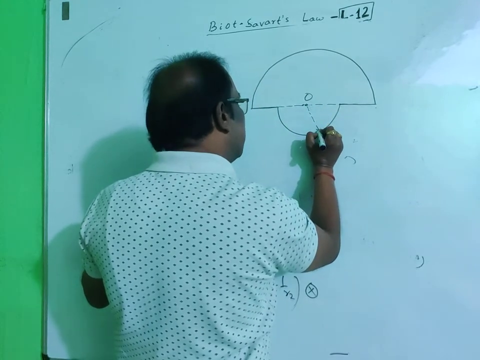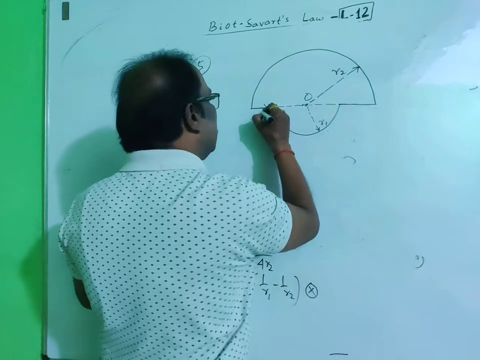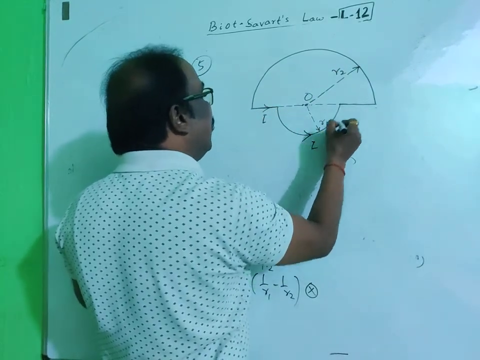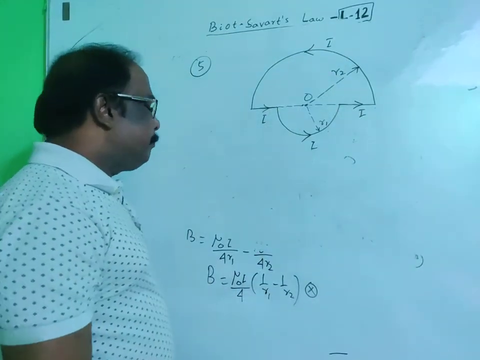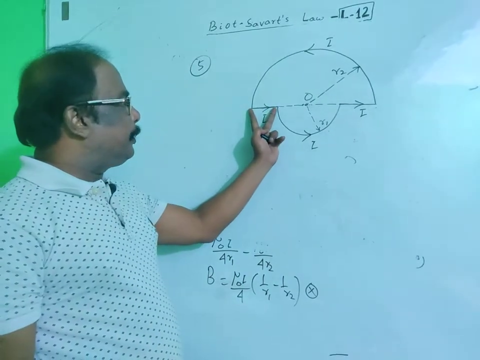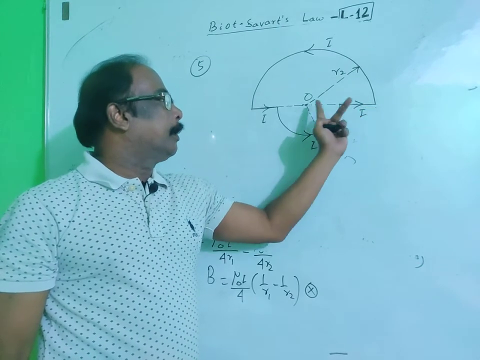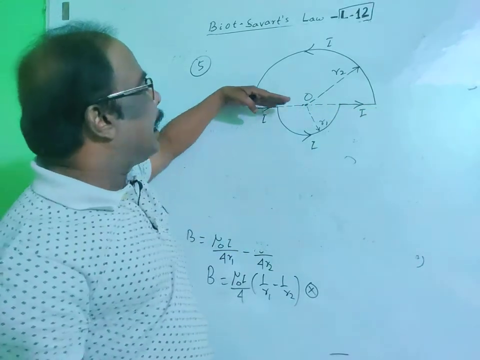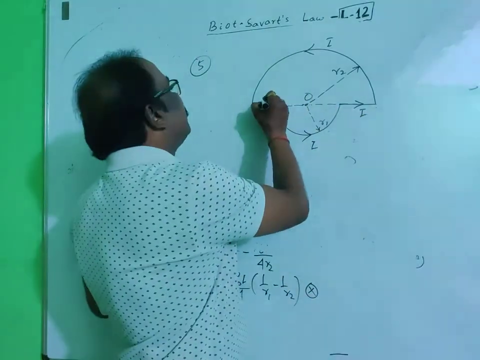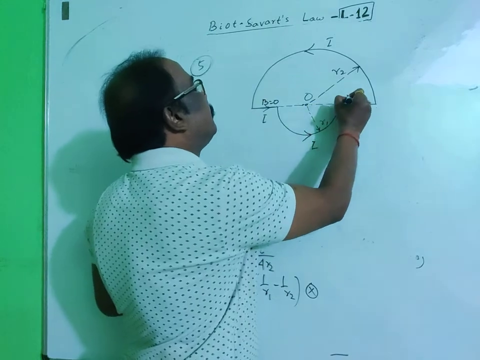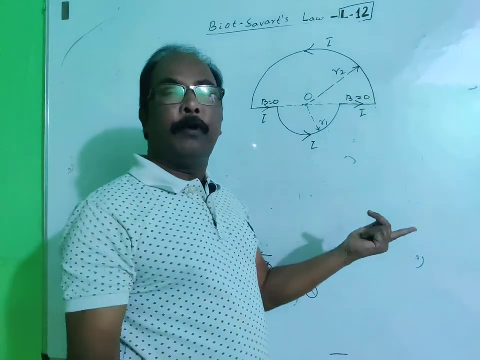Radius of the smaller semicircle is R1. Radius of the larger semicircle is R2. And current flowing is I. It can be simply observed that the magnetic field due to this straight conductor at O is 0, because O lies along the direction of these two currents. Due to this part magnetic field is 0, and due to this part magnetic field is 0, because the point O lies along the direction of flow of current.